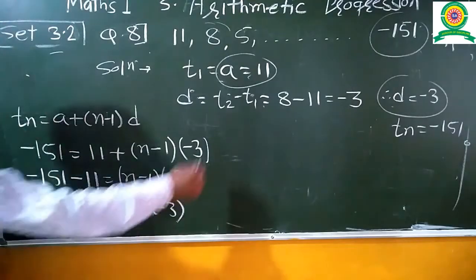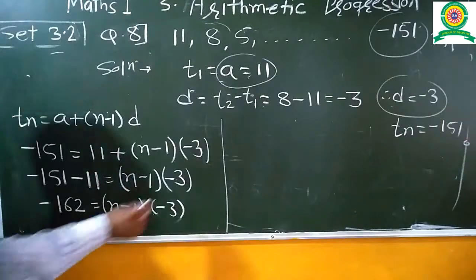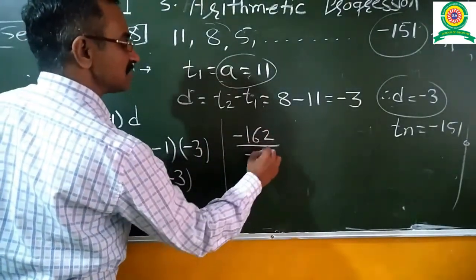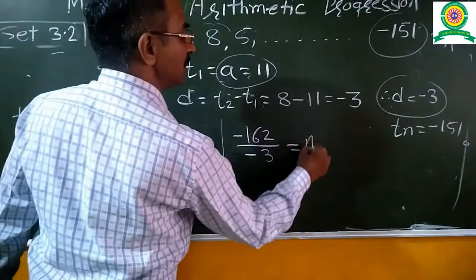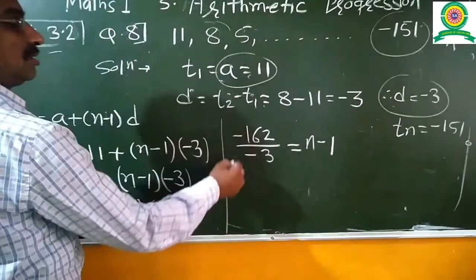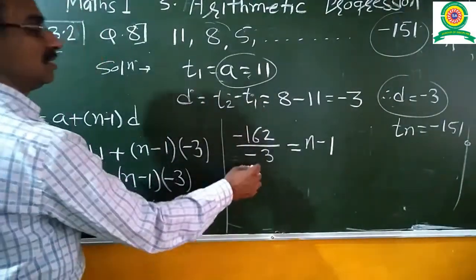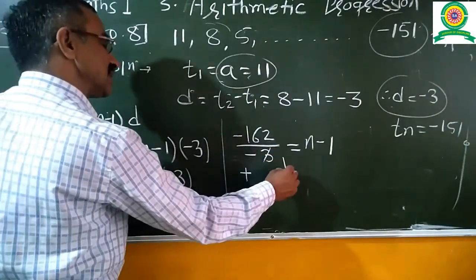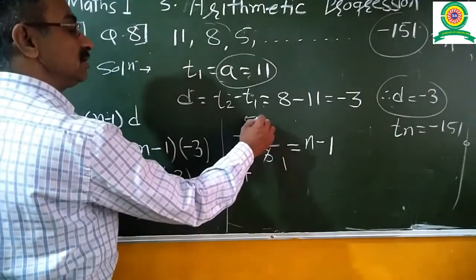Then this minus 3 is multiplied on the right hand side. By transferring the side, it will be divided, means minus 3. Minus 162 divided by minus 3 is equal to what? N minus 1. Minus divided by minus, it will become a plus. And we are dividing 162 by 3. 3 ones are 3. 3 5s are 15. And 1 remains.